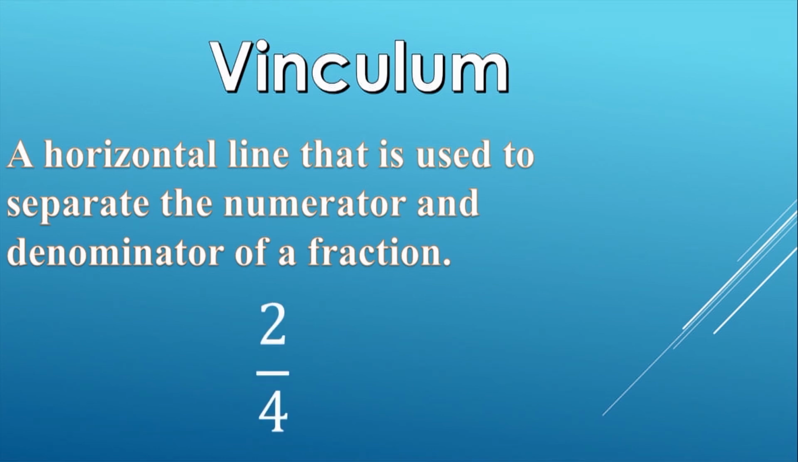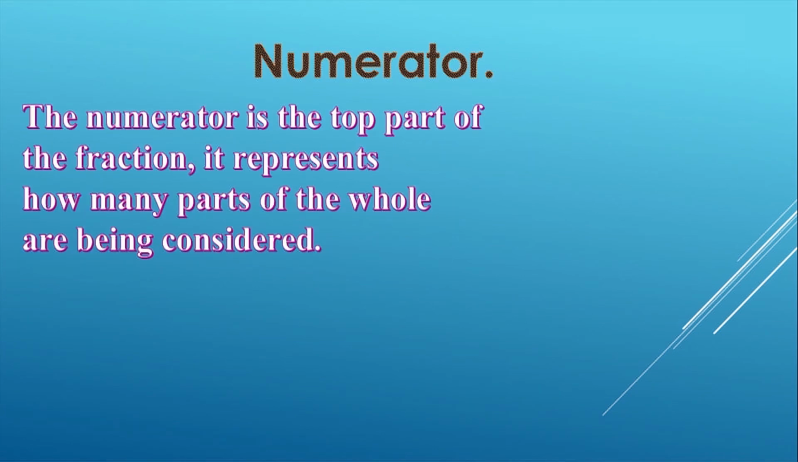So we have our same fraction here: 2, vinculum line, 4. The final part of the fraction that we're going to be talking about is the numerator. The numerator is the top part of the fraction. It represents how many parts of the whole are being considered.